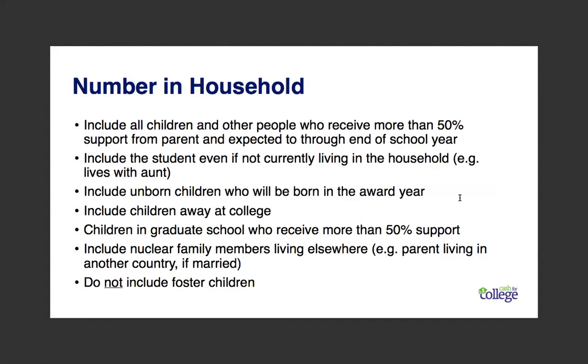If the student or the parent is pregnant and the child will be born within that award year, you also include the unborn child. If there's a child away at college or children in graduate school who receive more than 50% of their support, you also include them. You also include nuclear family members living elsewhere. So maybe if you have a parent that lives in another country or another city, if they're married, then you can include them. But you don't include foster children. So that's something important to remember.